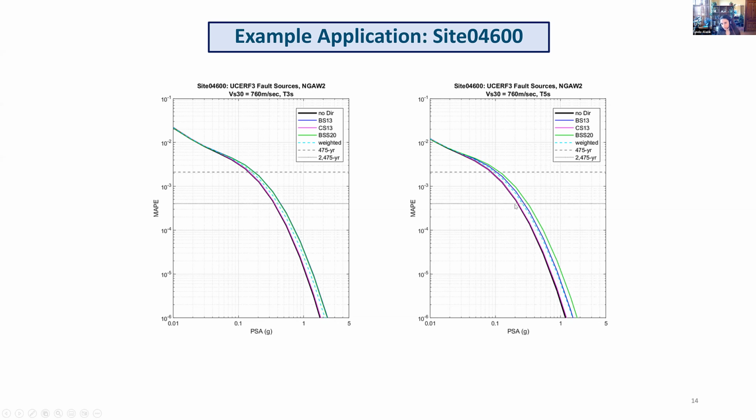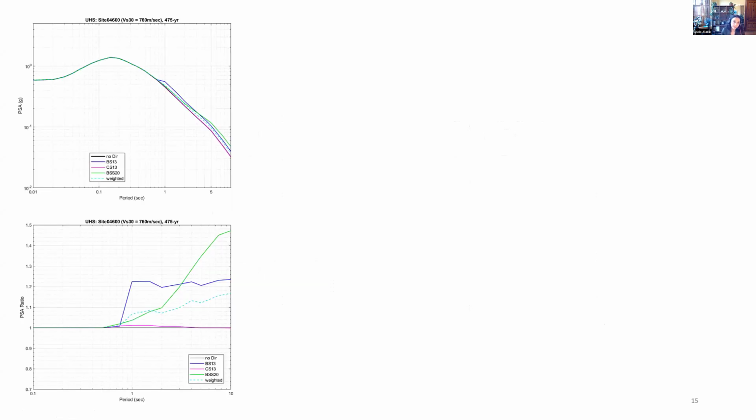If we look here in the second plot, this is hazard curves at a period of 5 seconds. Similarly, we see that the 3 directivity models are leading to differences in the hazard curves, and then the weighted model is shown in this dashed blue curve. Now, if we look at UHSs, the top plot is the UHS at the 475-year return period. So we have no directivity, and then at the long periods, we start seeing the UHS with directivity from the different models. So we see some difference here.